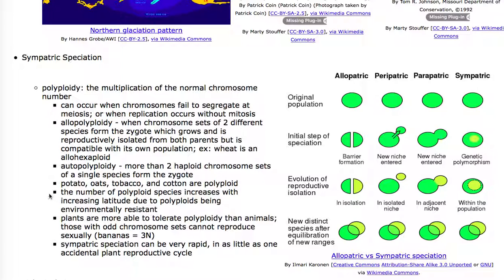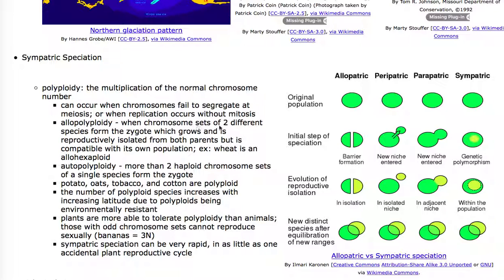The potato, oats, tobacco, and cotton are all polyploid. So are bananas. Polyploid plants tend to be real vigorous growers because they have extra chromosomes. Polyploid plants are common because they are not killed by embryonic development, but polyploidy in animals is truly rare because polyploidy in animals usually kills animals during embryonic development. So sympatric speciation is pretty rare, but it tends to be very rapid when it happens.